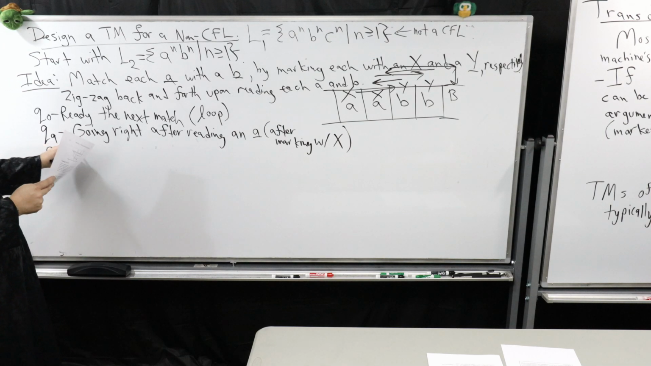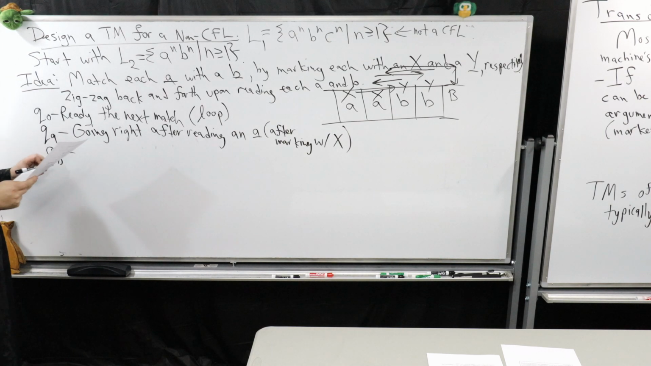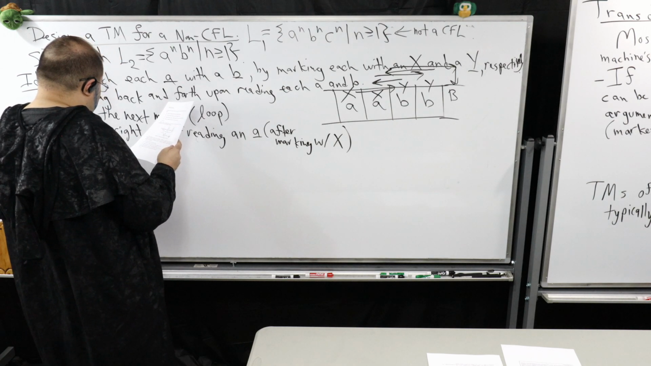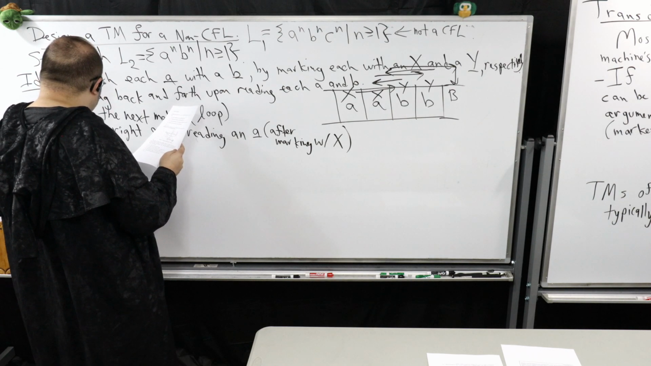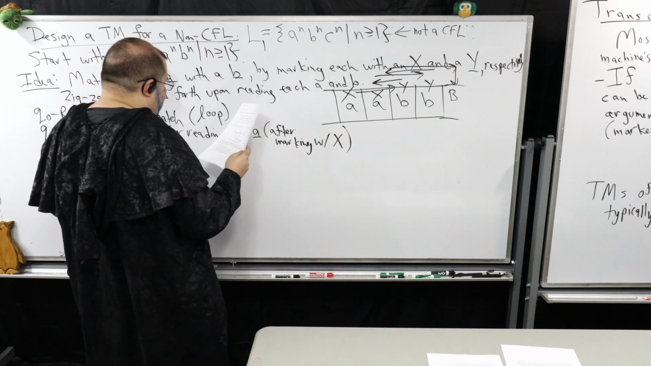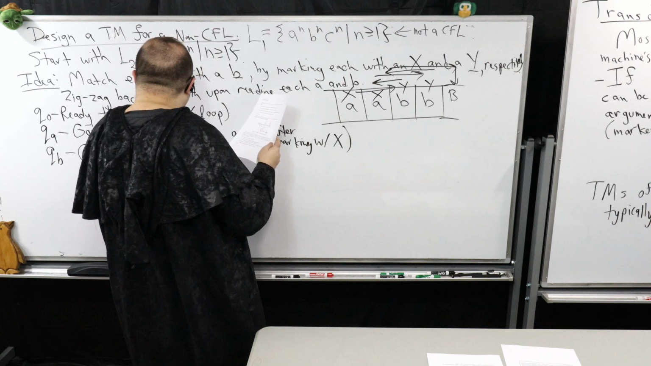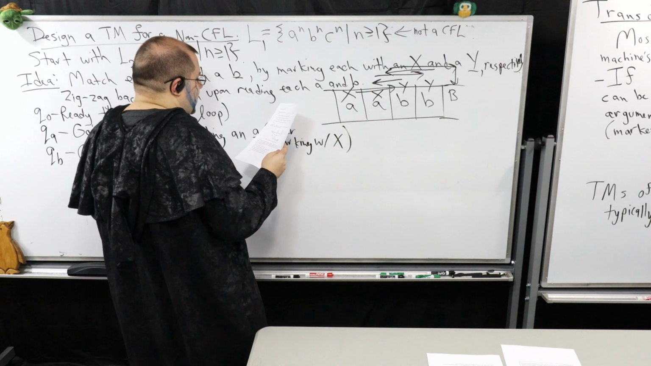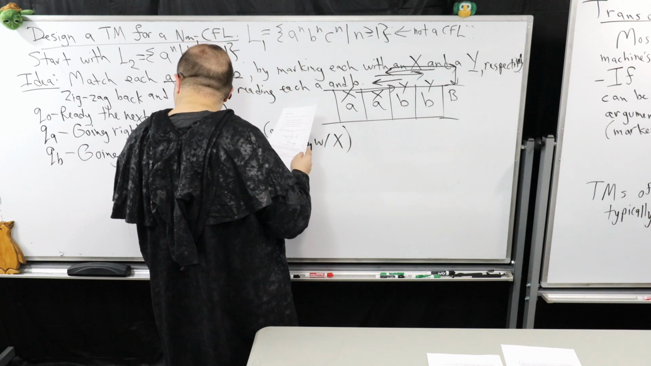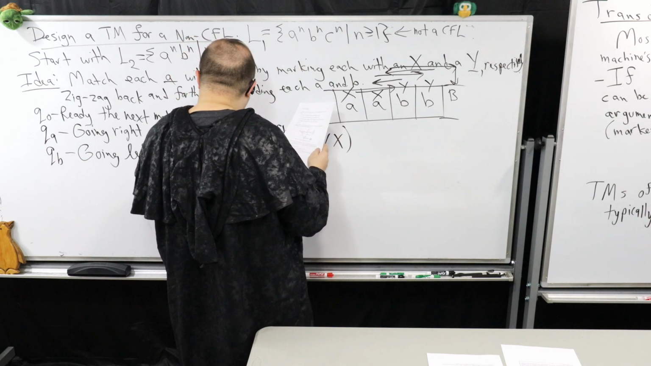Then I'm going to have a state quite similar to QA. I'm going to say going left, because remember, I wanted to go back and forth, right? So I'm going to have going left after reading a B. So this is right when I encounter reading a B, this is how I'm going to switch over to this one. Going left after reading a B.